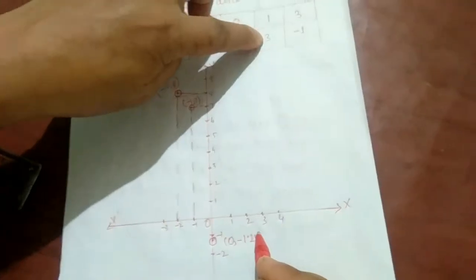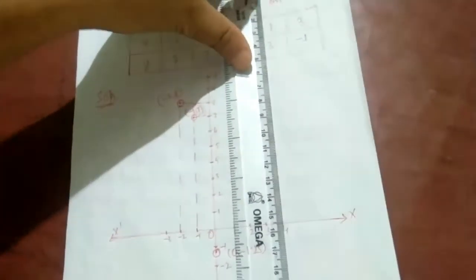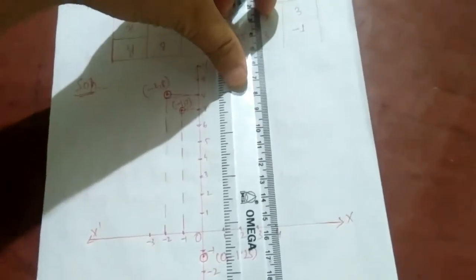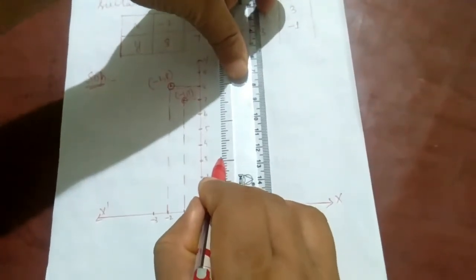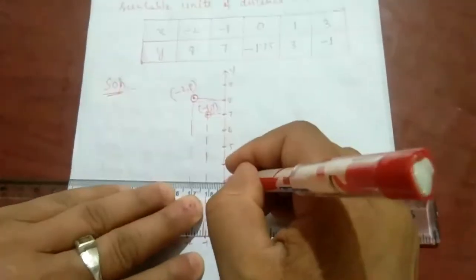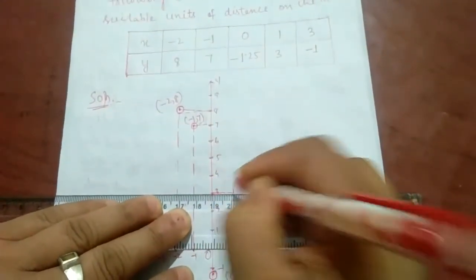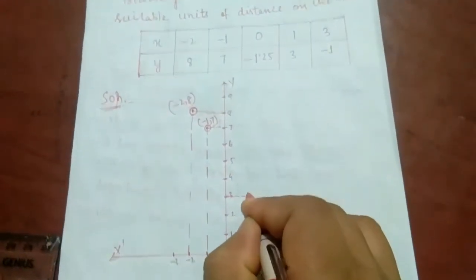Next point is (1, 3). The value of x is 1, y is 3. Straight to 1 and 3. This is the point (1, 3).